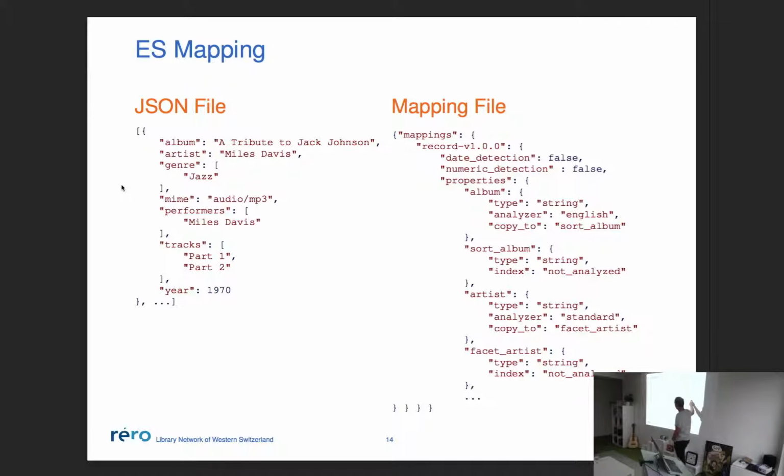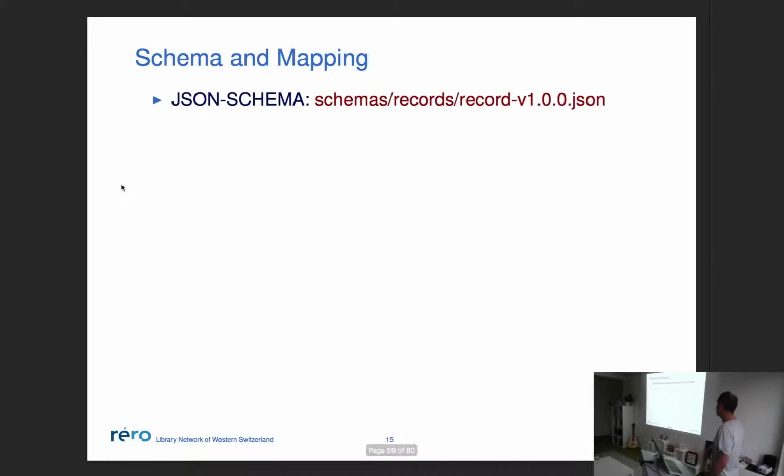And for example, here I say that all my album names are in English, then I can specify here the analyzer. And I can, for example, copy these properties into new properties for sorting. I can do the same for artist in order to create facets or aggregators. This is exactly the same JSON that you have to put in your Elasticsearch cluster. There is no difference.